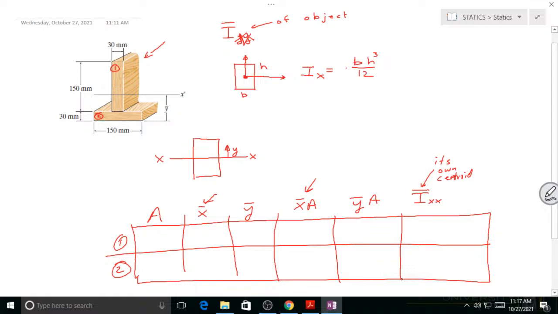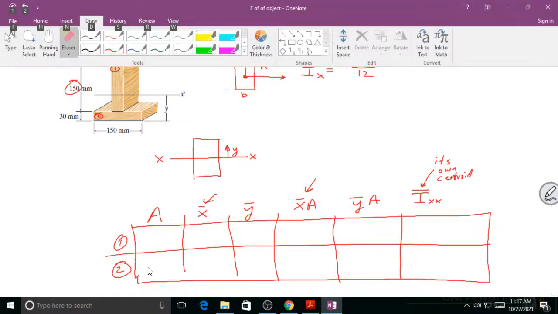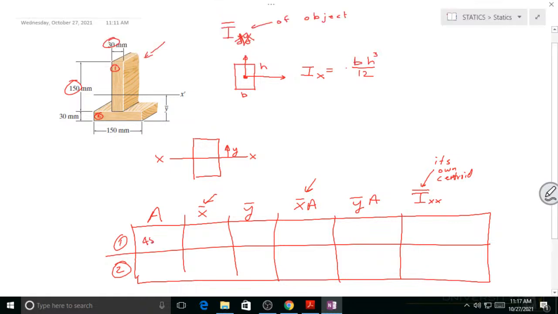But anyway, the area, 30 by 150. That's for 1. 30 by 150. Oh, and the other's 30 by 150 too. So if I wanted to erase and put the actual value in there, 3 times 15, that's 45 with 2 zeros. So the actual area becomes 45 with 2 zeros.